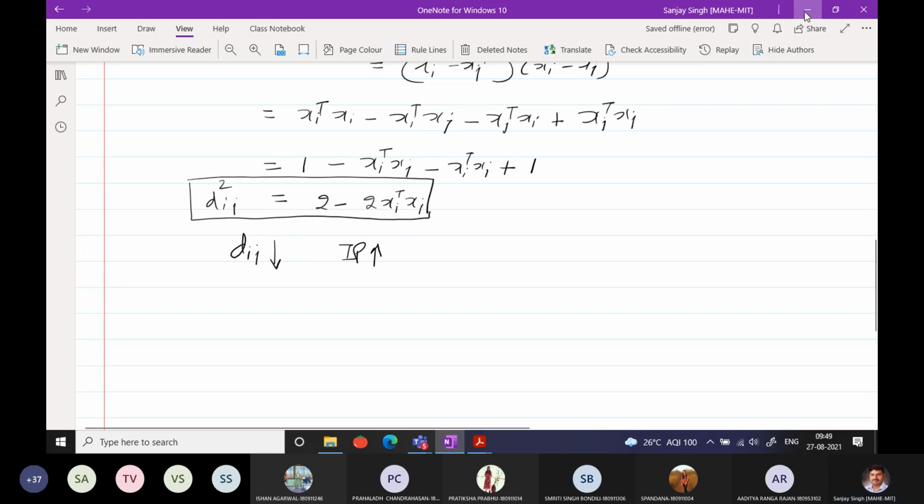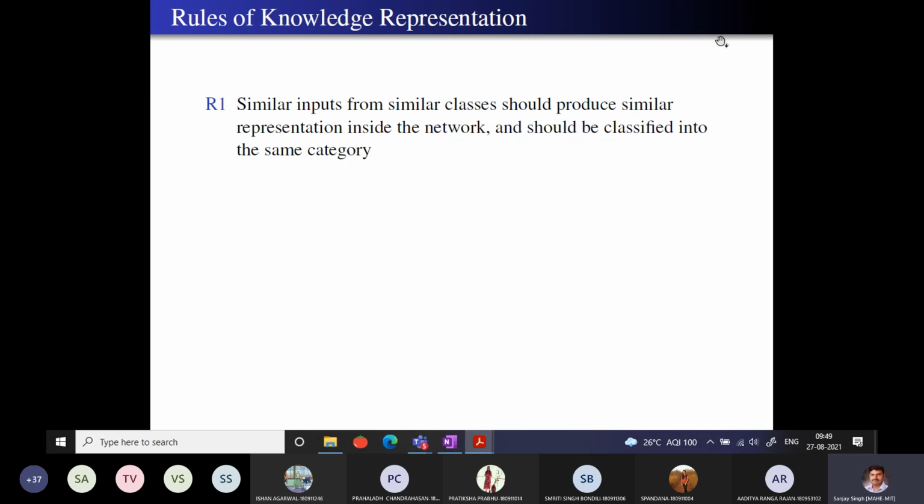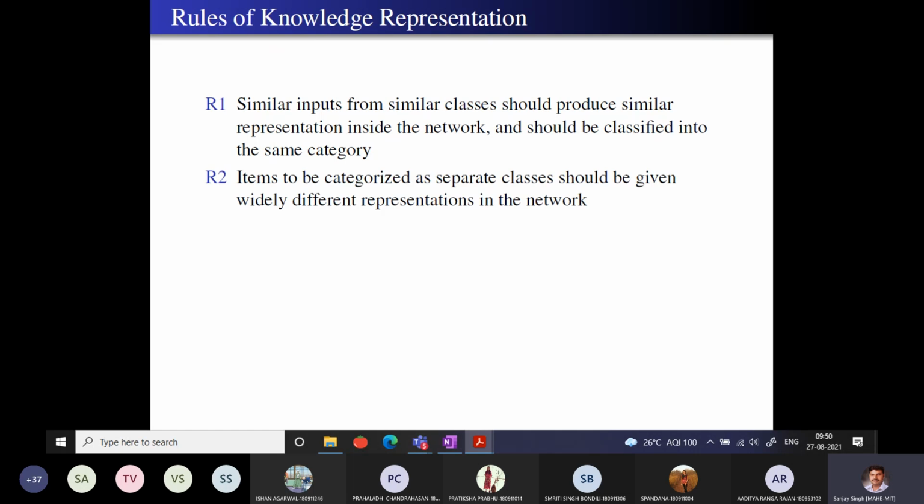So good. Now, the reason I said this is that I want to talk about the similarity. Similar inputs from similar classes should produce similar representations, vector-wise, and that's why they should be classified into the same category. The similarity will come into the picture later, and it will be measured in terms of the Euclidean norm, Euclidean distance, or the cosine inner product. Another rule is that items to be categorized as separate classes should be given widely different representations in the network.